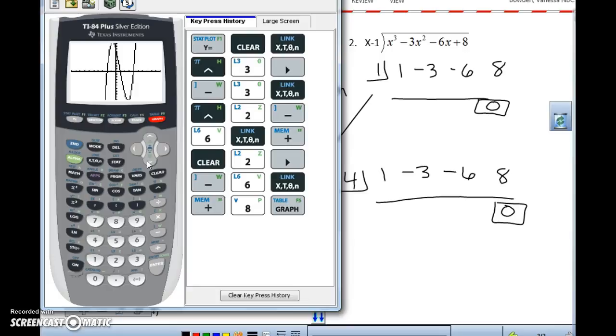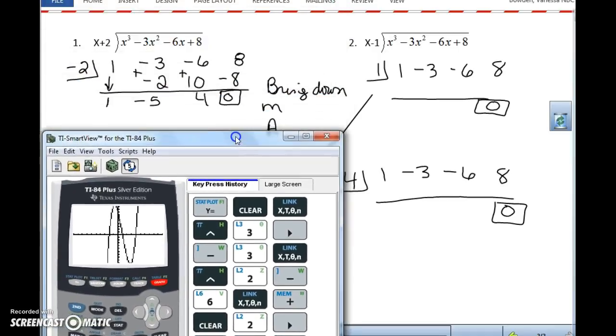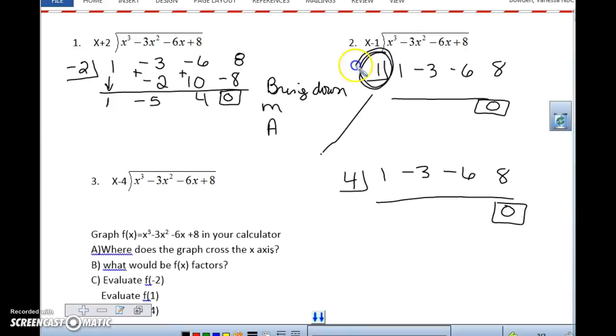Type in the dividend. And what you should notice is one of the key features of this graph are the x-intercepts. What is one of the x-intercepts? Look on your calculator. What is it? 1. So one of the x-intercepts was 1. Look here. When I divide it by 1, I got a 0. That 0 is a point on my graph. It's an x-intercept.